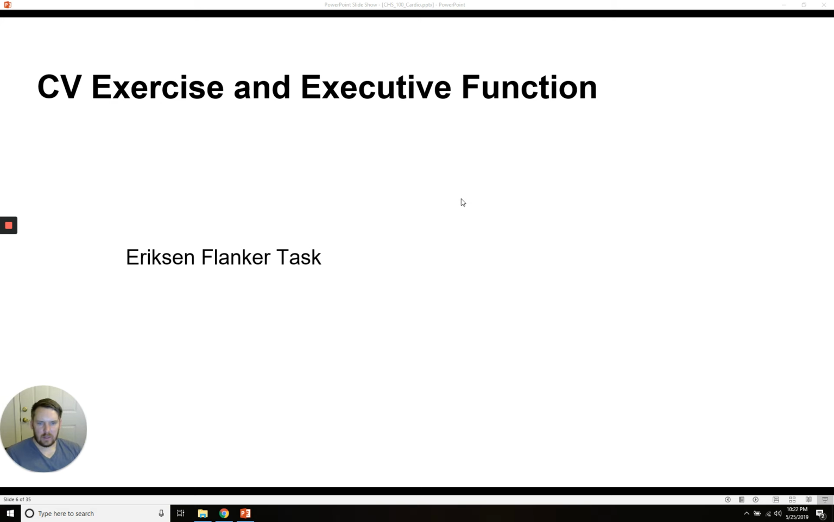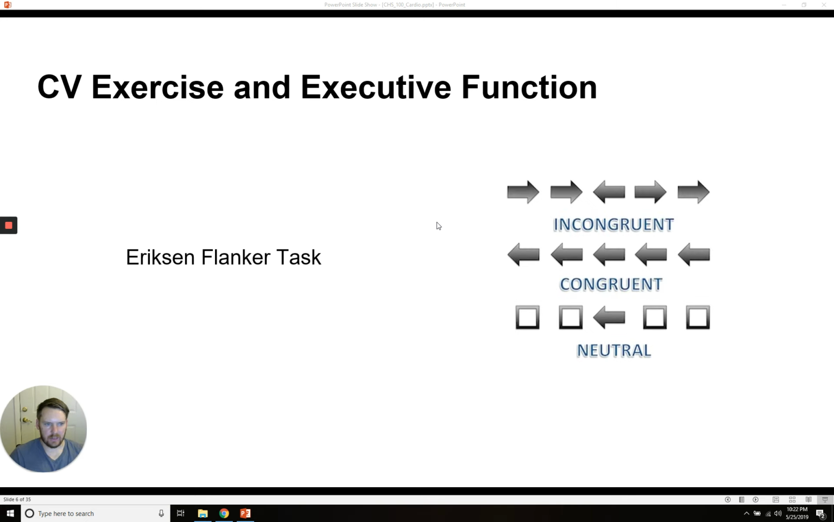Now, cardiovascular exercise also has positive effects on something called executive function. We discuss executive function much more in the next module, module 3. But executive function essentially refers to those higher order thinking processes of the brain. So, for example, the ability of the brain to recognize incongruent stimuli would be one of the ways that we can measure executive functioning.